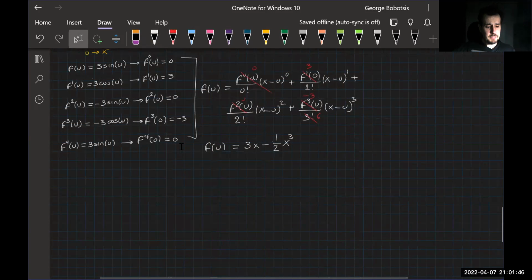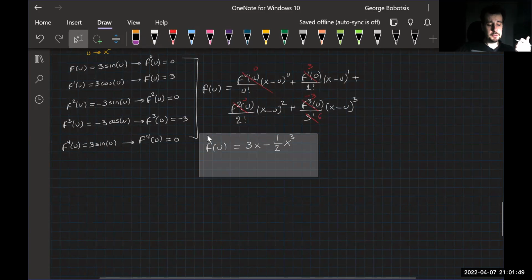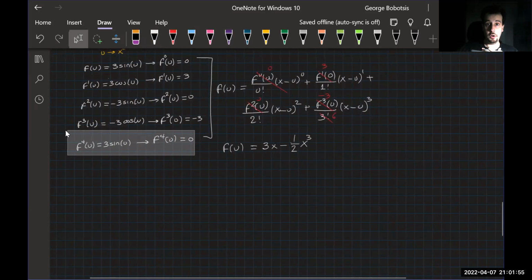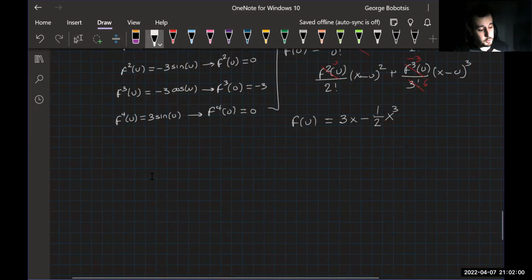Beautiful. Now I'll need to evaluate the error of this. Since the fourth term here is gone, I'll need to look at the higher one, the fifth one.